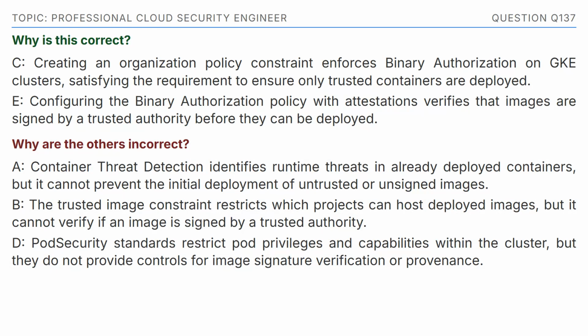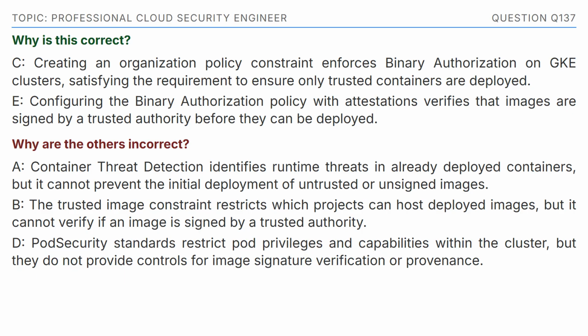Why is this correct? C. Creating an organization policy constraint enforces Binary Authorization on GKE clusters, satisfying the requirement to ensure only trusted containers are deployed. E. Configuring the Binary Authorization policy with attestations verifies that images are signed by a trusted authority before they can be deployed. Why are the others incorrect?